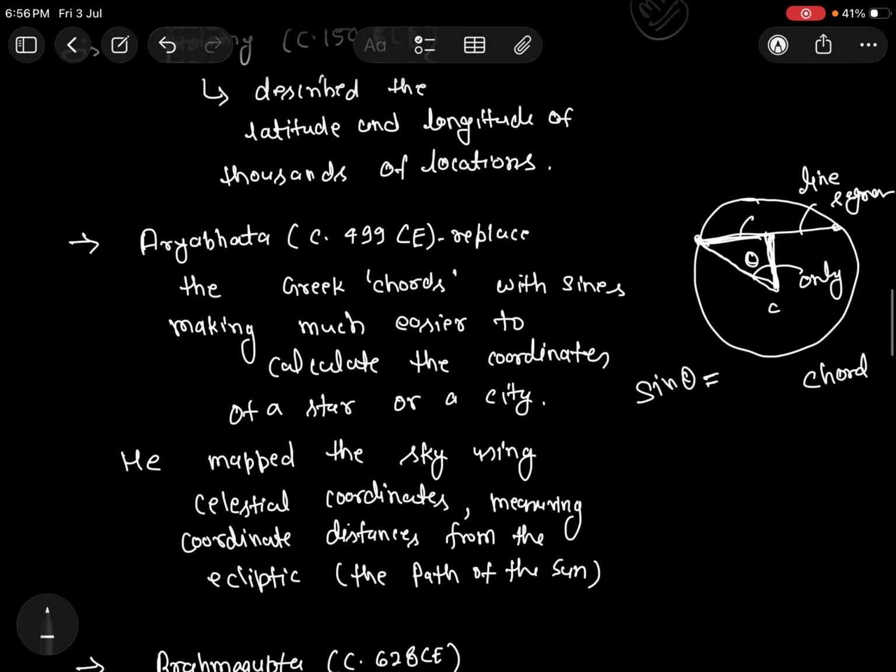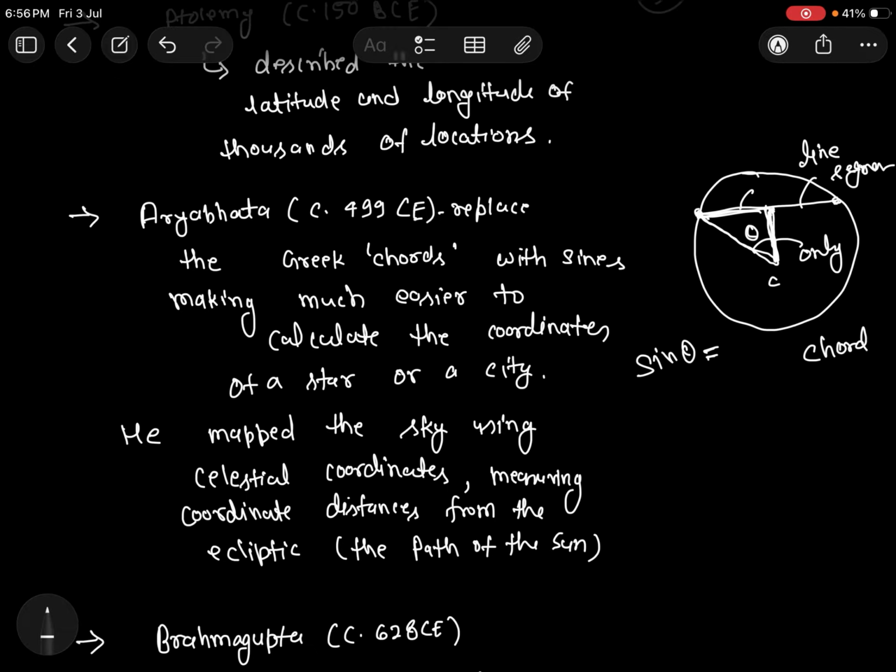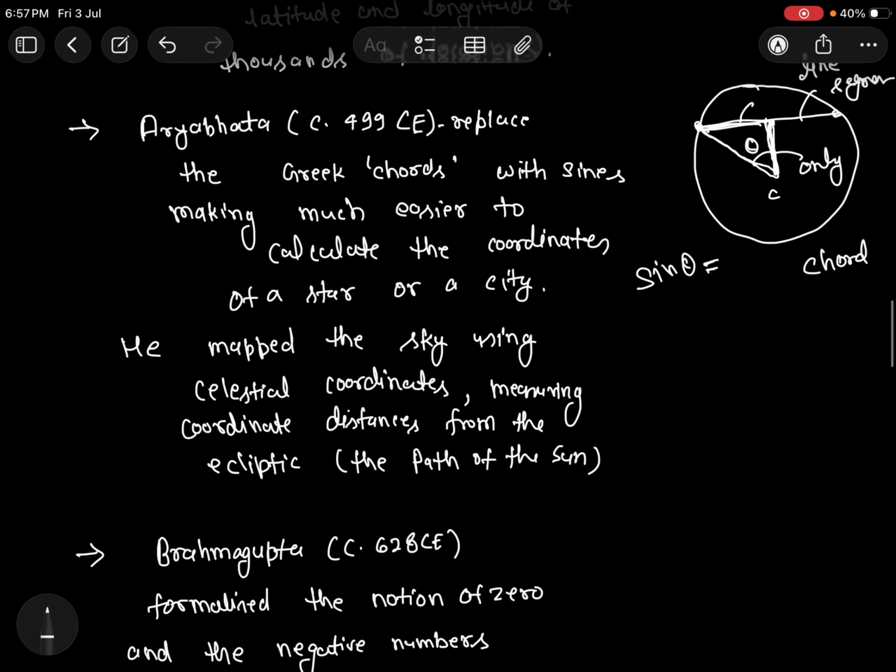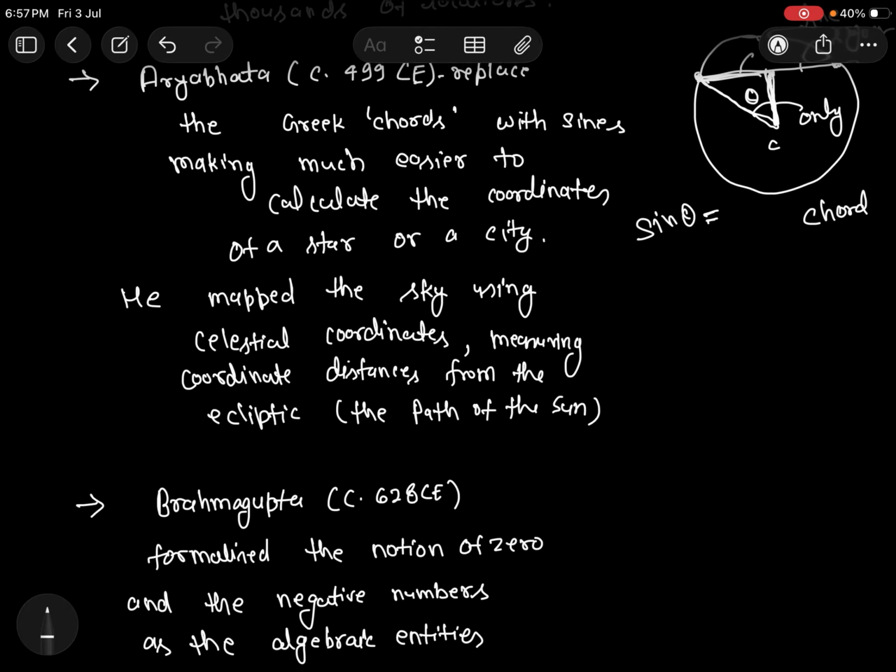So that is what Aryabhata did: he replaced the chord with the sine, making it easier to calculate the coordinates of any star or any city. He mapped the sky using the celestial coordinate system, measuring coordinate distance from the ecliptic. What is the ecliptic? The path of the sun.